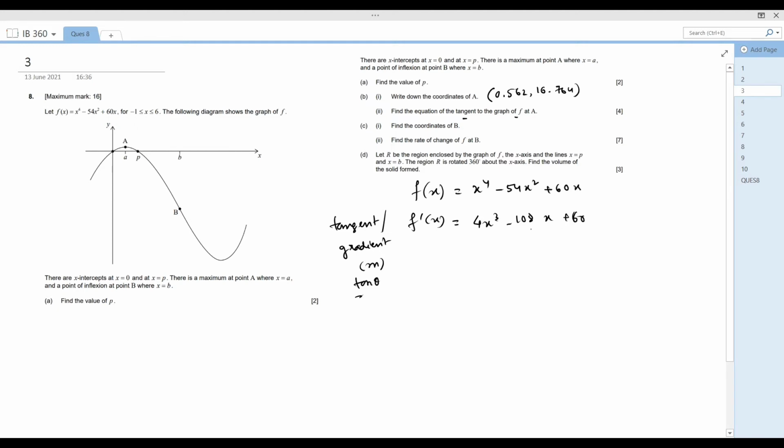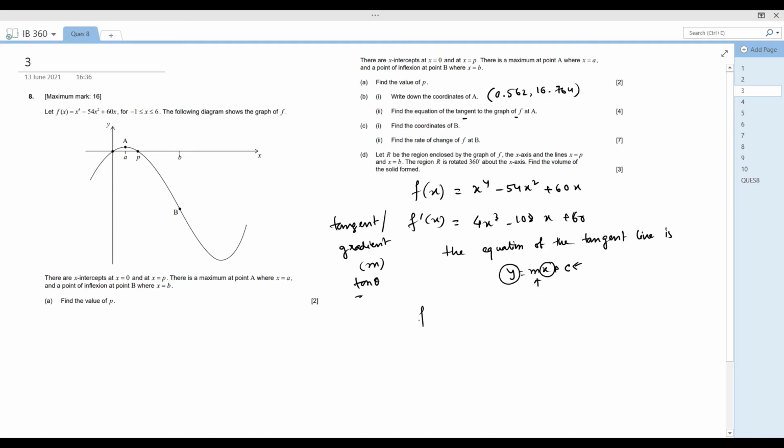We have calculated that previously, and now you have to find the equation of the tangent to the graph at a. Let the equation of the tangent line be y equals mx plus c. Now you have the y value and the x value, you need to find the m value to calculate the c value. So we will find the m value.